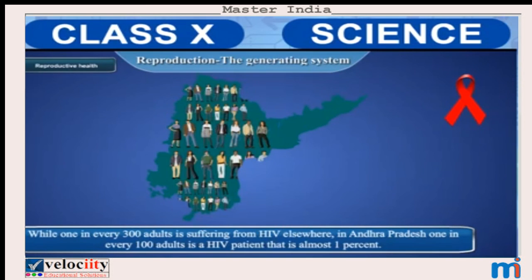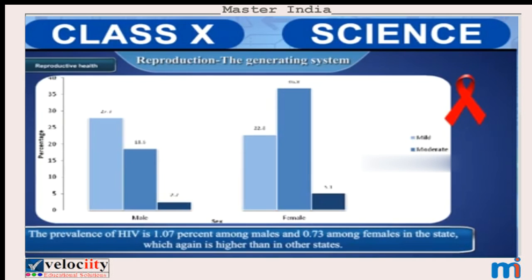In Andhra Pradesh, 1 in every 100 adults is an HIV patient. That is almost 1%. The prevalence of HIV is 1.07% among males and 0.73% among females in the state, which again is higher than in other states.